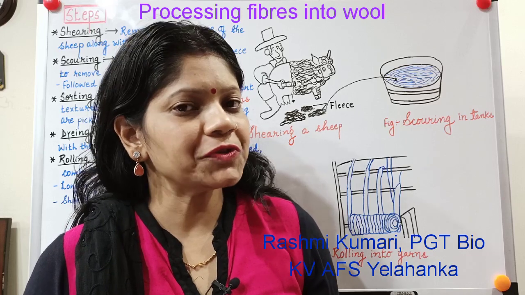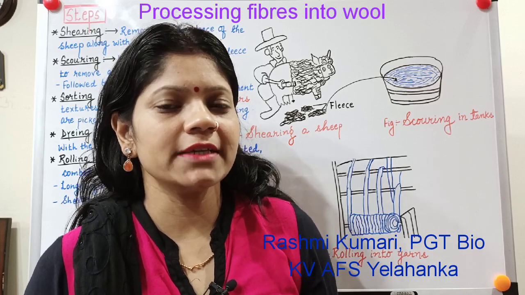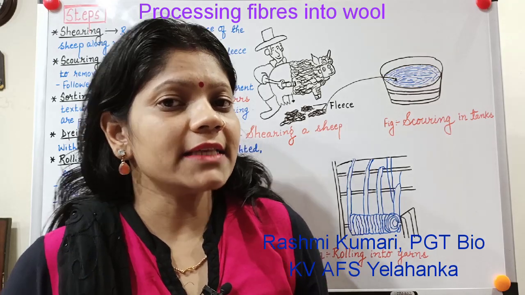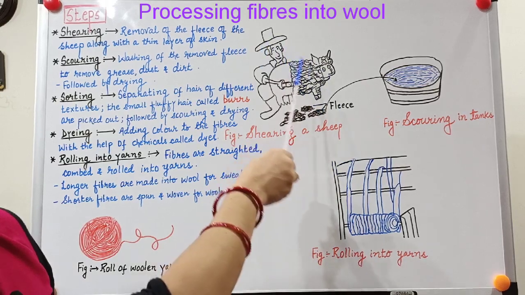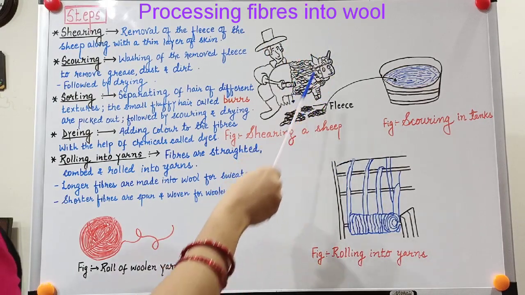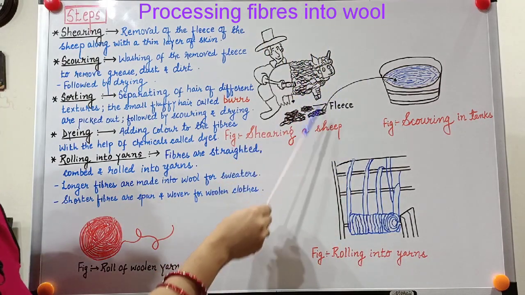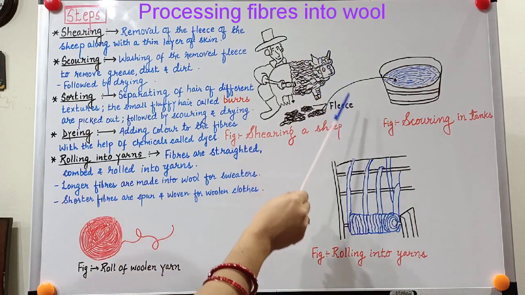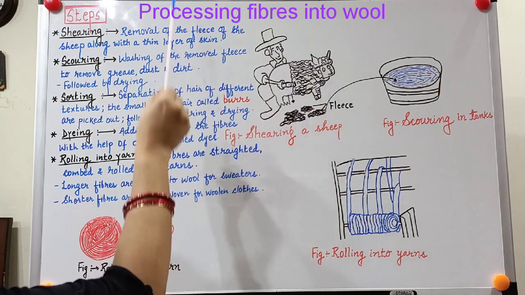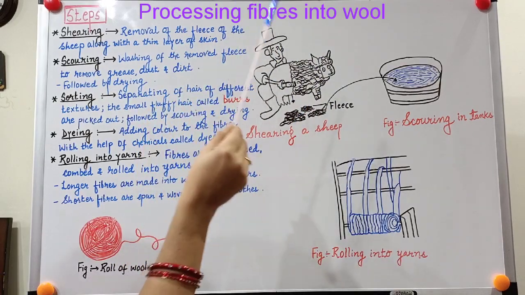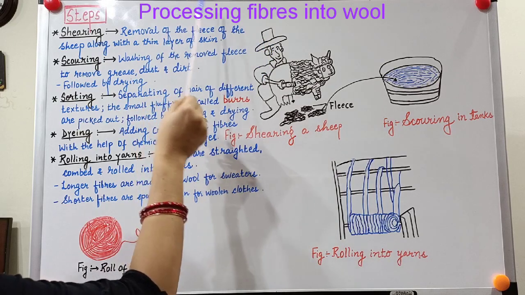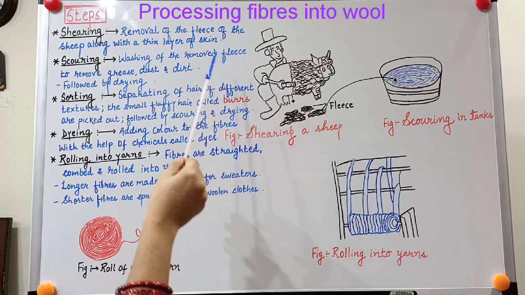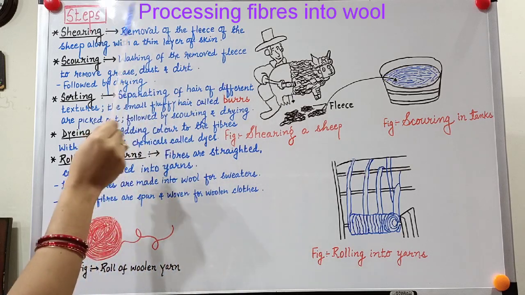The wool that is used for making woolen cloths and sweaters and many other items is a finished product, and it has been derived from the fleece of the sheep. So, the fleece undergoes a long process before it is converted into wool, and that process is called processing of fibers into wool. So today's topic is processing of fibers into wool. So let's introspect into different steps which are followed in the processing of fibers into wool.